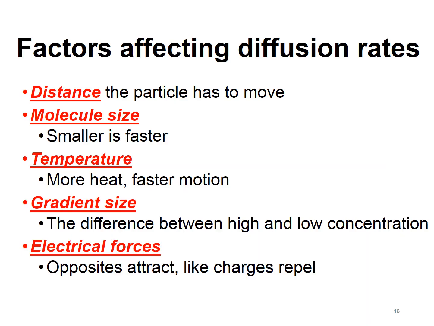طيب زي ما قلنا أو زي ما سمعنا في الفيديو، دلوقتي في factors بتأثر في الـ diffusion rate. تعالوا نتكلم عليهم بسرعة. We have factors that affect the diffusion rate. For example, the distance, المسافة. The particle has to move. المسافة، كل ما طولت المسافة كل ما أكيد السرعة هتقل.